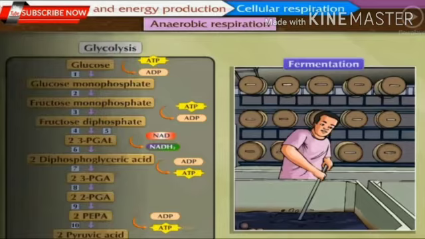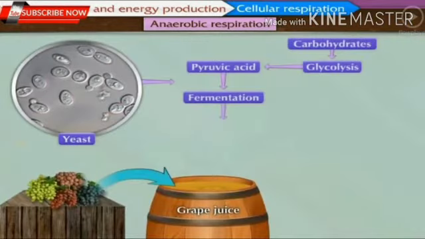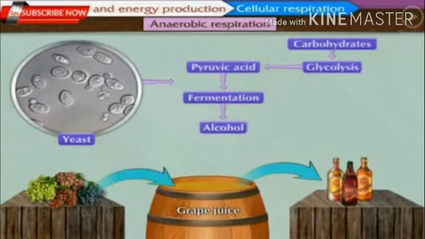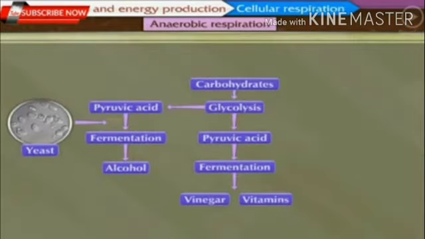Let's see an example of fermentation. You know that yeast is a type of fungus. The yeast is used in the process of fermentation of grapes. Here yeast carries out fermentation of pyruvic acid and converts it into alcohols. Similarly, various microbes after fermentation convert pyruvic acid into different products such as vinegar and vitamins. This vinegar is used in many foodstuffs.